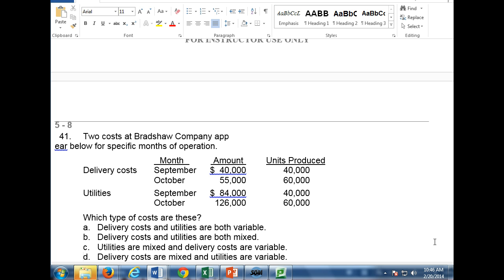Which type of costs are these? Are delivery cost and utility costs both variable? Are delivery cost and utilities mixed, both mixed? Are the utility costs mixed and delivery costs variable? Or are the delivery costs mixed and the utility costs variable? Let's look at delivery costs.